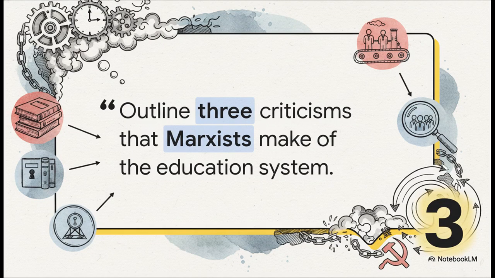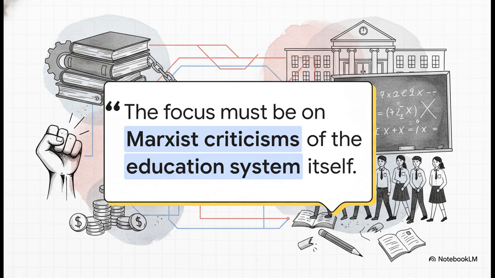Outline 3 criticisms. Again, there's that magic word, 3. The examiner is literally handing you a map. They want 3 distinct points, and they're going to give you 2 marks for each one you explain properly. So, what do we do first? We decode. What's the core idea here? Criticisms that Marxists make. And what's the context? It's about the education system.